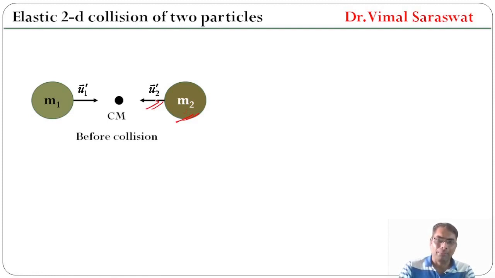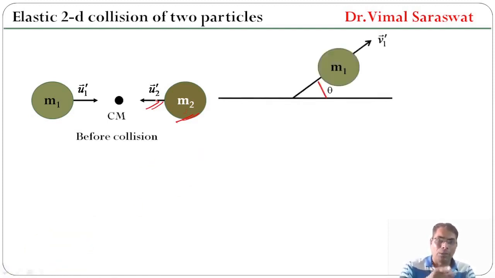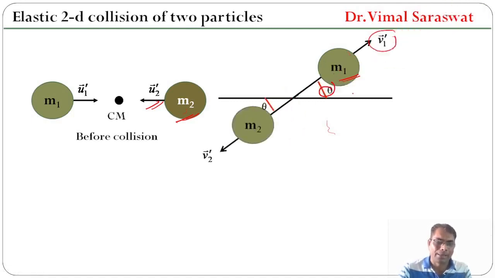This is the case before collision. Now after collision, we consider that the particle of mass m1 is moving with velocity v1 dash, and it is making an angle theta with the x-axis, whereas the particle of mass m2 moves with velocity v2 dash, and it is making an angle theta with the negative x direction. So this is the case after collision.